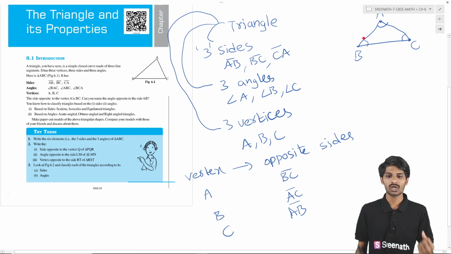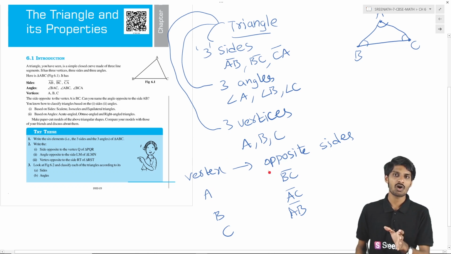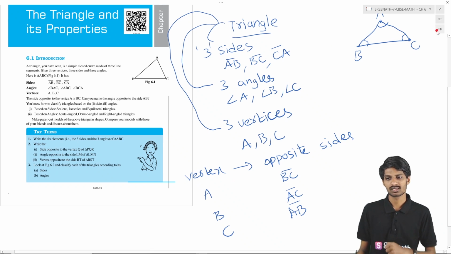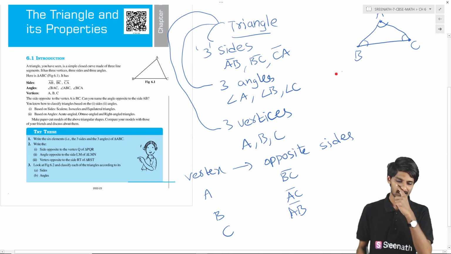Okay, so we have recalled our previous knowledge. Our previous knowledge about a triangle is that it has three sides, three angles, and three vertices, and we know what a vertex is and what the opposite side to a particular vertex is. So this is all our previous knowledge, students. Using this, you can try these, students.